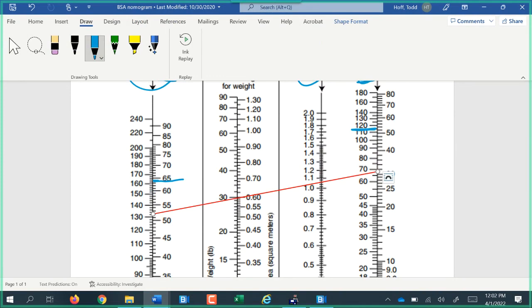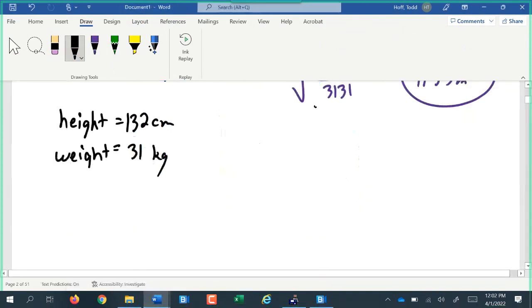We come in here, we see where it crosses. Well, this is 1.0 and 1.1. Again, it's 1/10 of a square meter. There are 5 spaces, so each space is 2/100 of a square meter. So this is 1.02, 1.04, 1.06 is what that's reading.